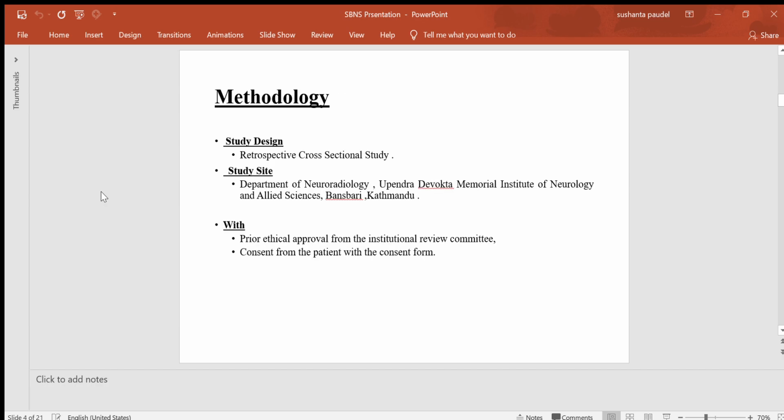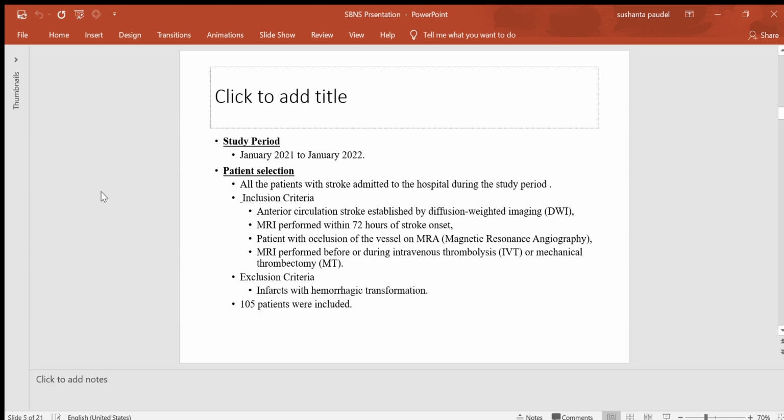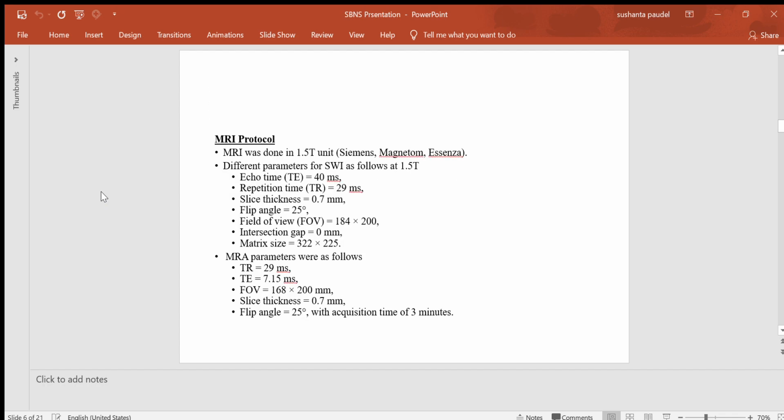It was a retrospective cross-sectional study conducted in Kathmandu, Nepal. The study period was 1 year. The exclusion criteria was the presence of hemorrhagic transformation. A total of 105 persons were involved in the study.